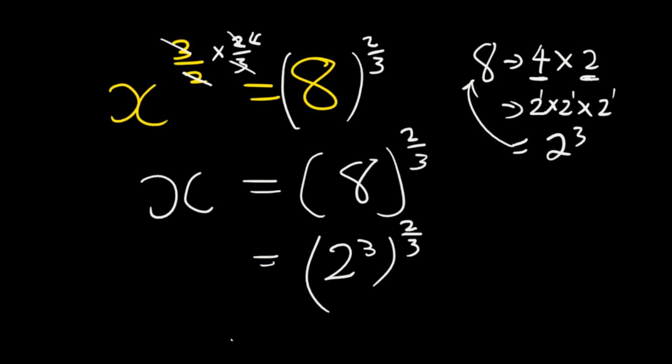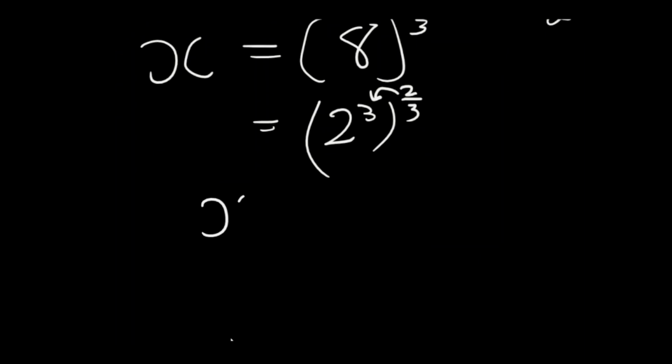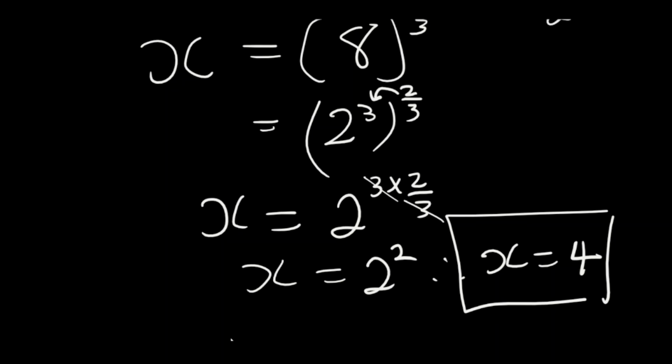So this power of 2 over 3 will multiply the power that it finds inside. Then x is equal to 2 to the power of 3 times 2 over 3. And then this 3 will divide out with this 3, so you have x is equal to 2 to the power of 2. Therefore, x is equal to 4. So this is your solution of x for this problem here.